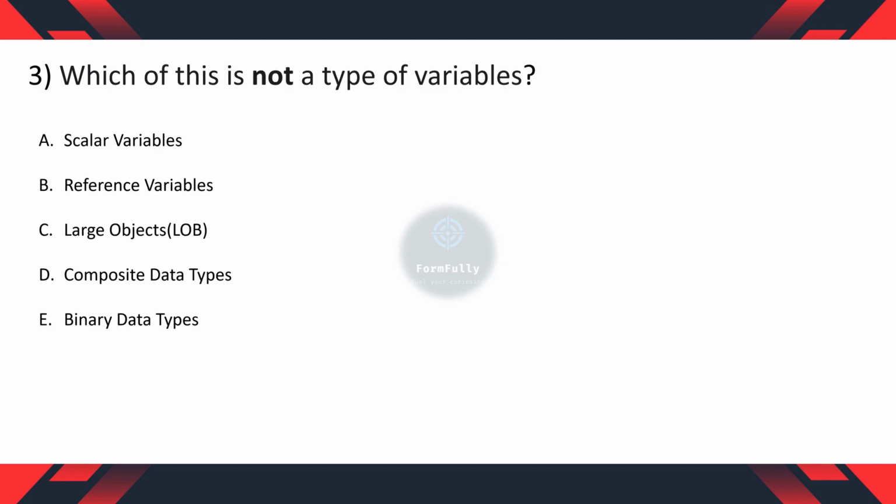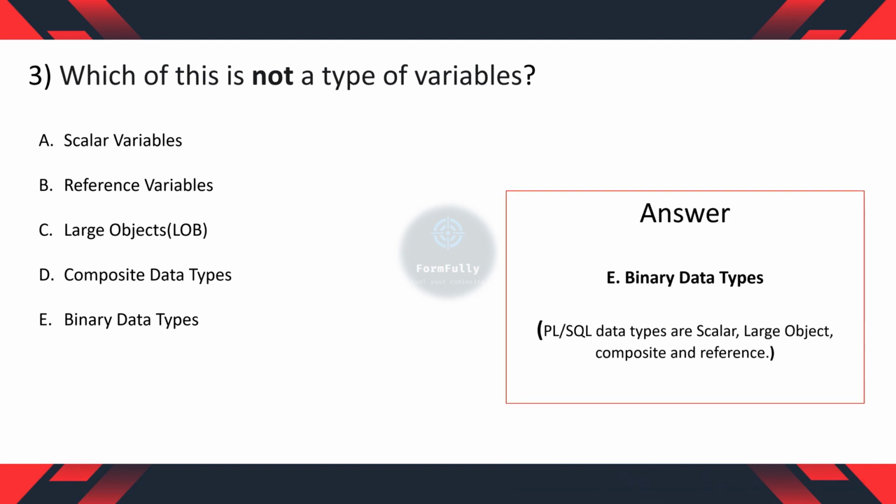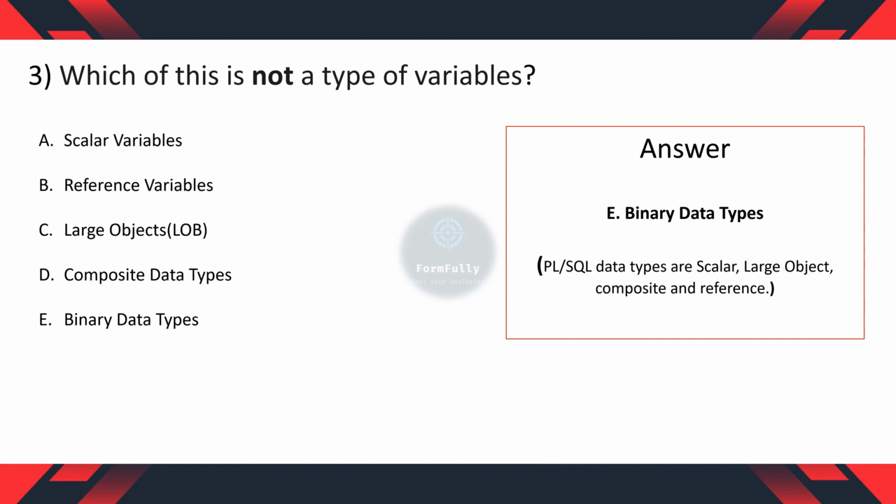Question 3. Which of these is not a type of variable? A. Scalar variables. B. Reference variables. C. Large objects. D. Composite data types. E. Binary data types. The correct option is E, binary data types.